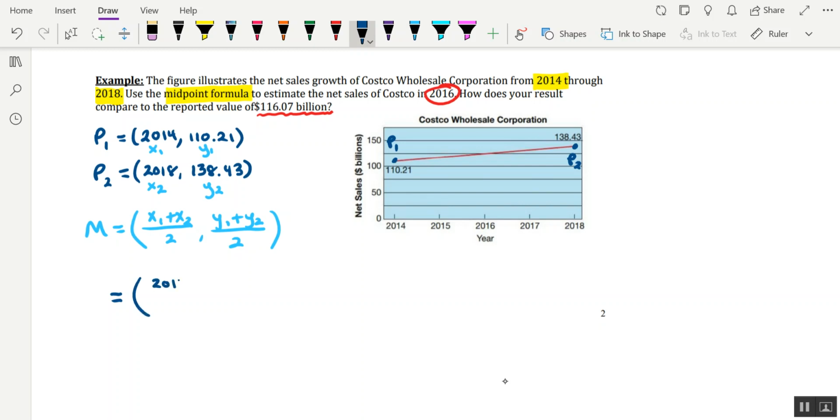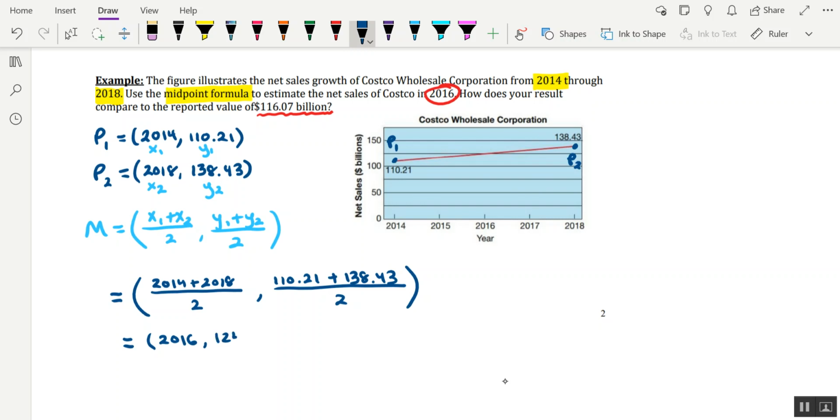So we'll have 2014 plus 2018, all divided by 2. And then 110.21 plus 138.43, all over 2 is the y-coordinate. Now when you punch this out, you'll have the following values: 2016, which is the year they want us to provide the estimate for, by the way, and 124.32.